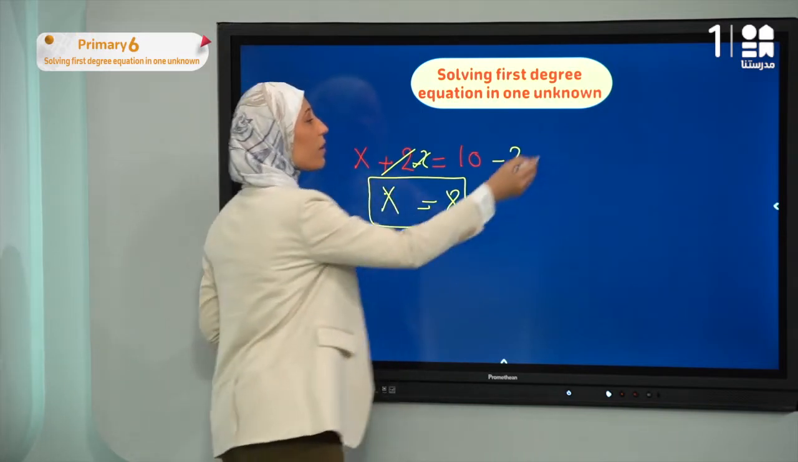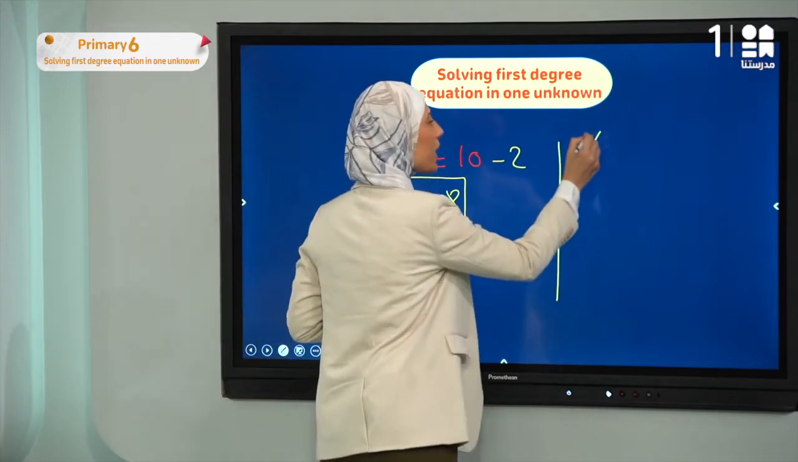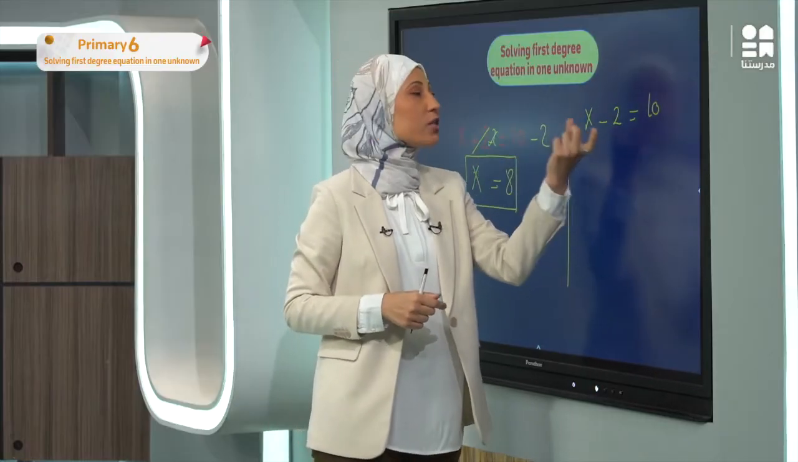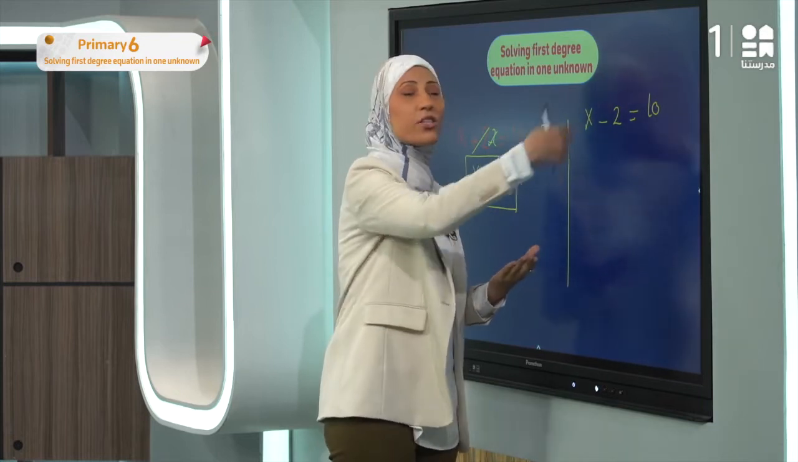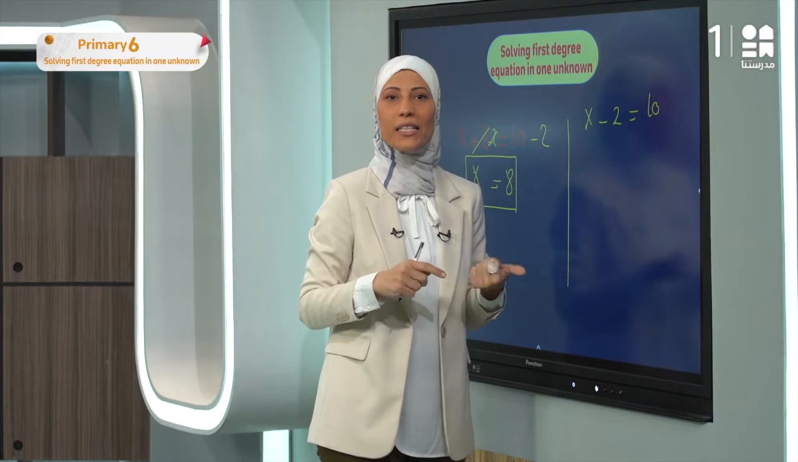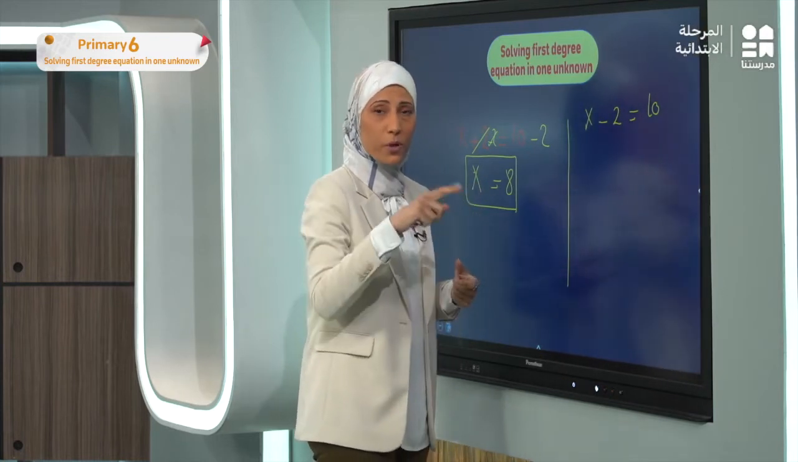If I have a subtraction, I can do the same. If I have x minus 2 equals 10, what am I supposed to do to make the 2 disappear? I want to make it 0. So I have to add it to its inverse. The inverse of negative 2 will be positive 2.